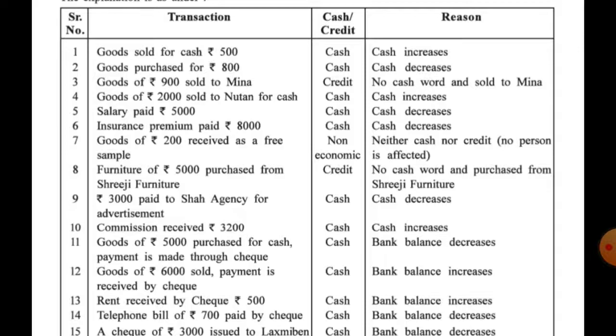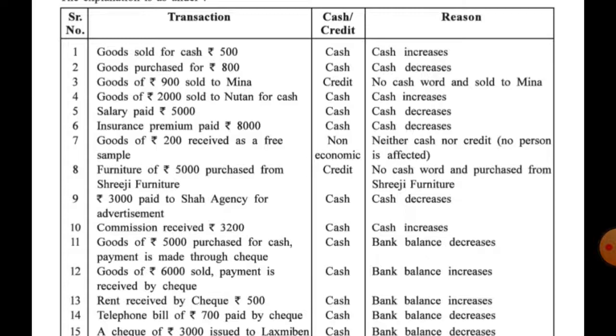Next transaction, goods purchased for rupees 800. Now over here the word cash is not mentioned, and even the name of the person from whom we have purchased the goods is also not mentioned. So it is a cash transaction, and due to purchase of goods the cash balance decreases, that's why in the reason it is mentioned cash decreases.